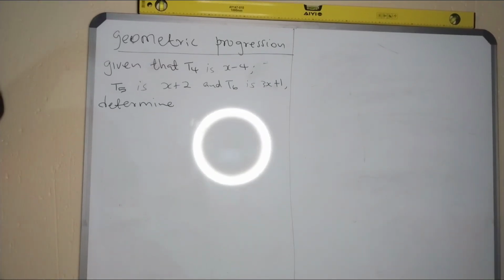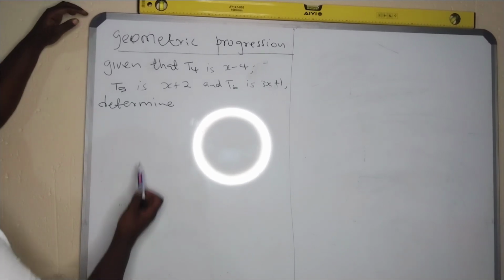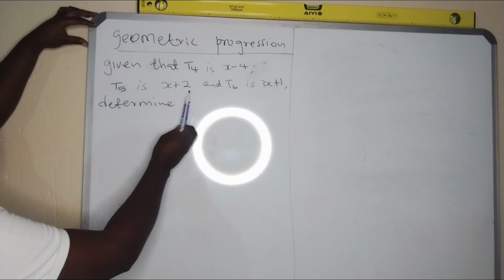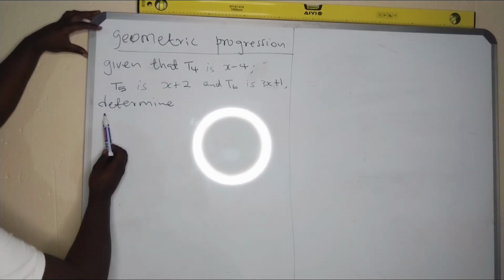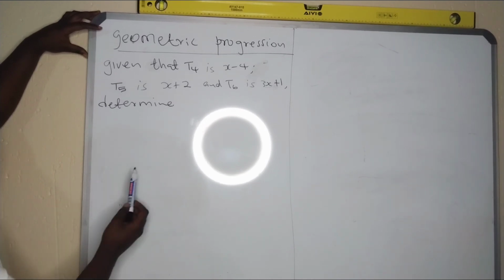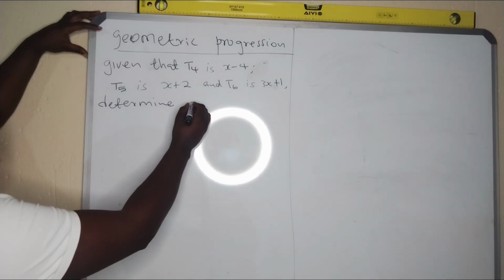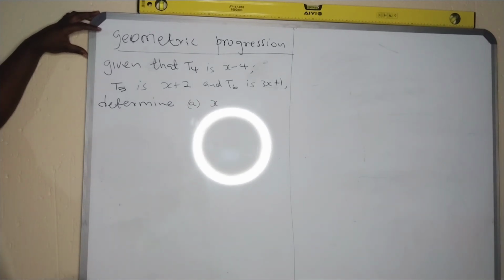Hello, I think this is a question on geometric progression. Given that T4 is x minus 4, T5 is x plus 2, and T6 is 3x plus 1, the question says determine the value of x. I think it was part A, determine the x value. That's what the question is requiring you to do there.